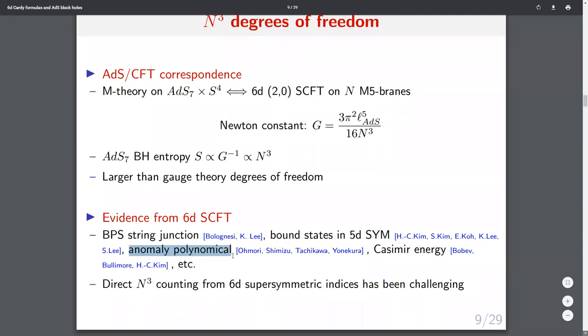has been observed in the 6D anomaly polynomial or the vacuum Casimir energy. However, direct N cubed counting from the 6D supersymmetric indices without the Casimir factor has been a very challenging problem. And today I'm going to talk about exactly this, direct N cubed counting from the 6D supersymmetric index.